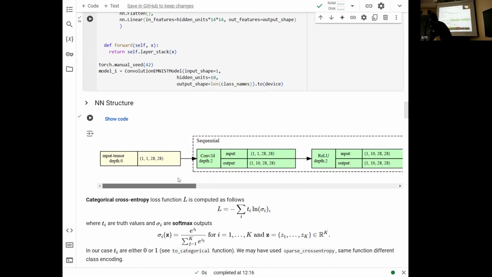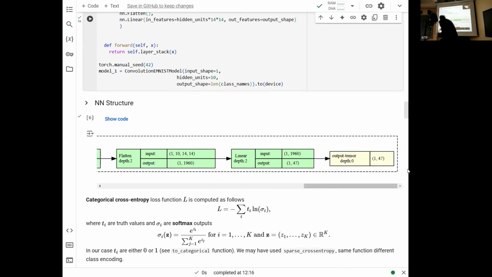This is once more its architecture shown from the input to the output. So convolutional layer and so on and so forth to the output 1 by 47. So I have 47 classes. So not 50, but 47. Okay, so now we have created our neural network. So basically we define the hypothesis set of the functions that we will be searching through.